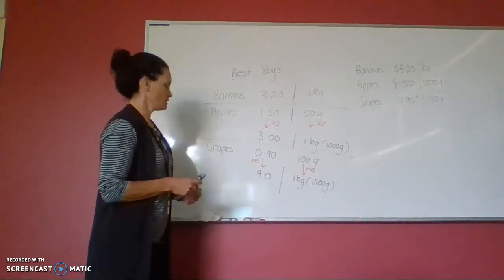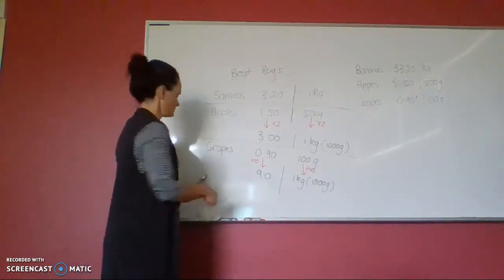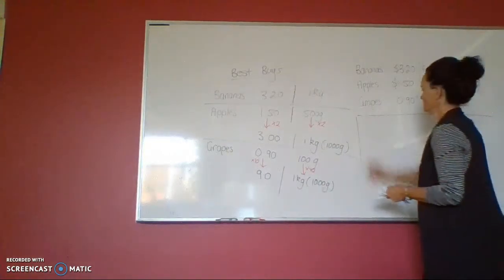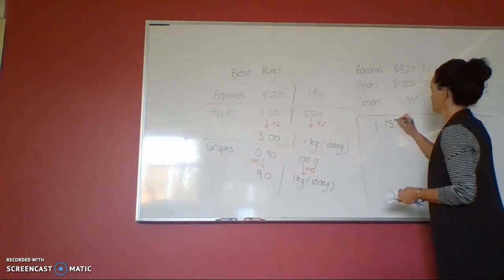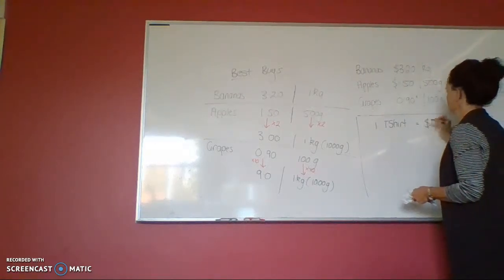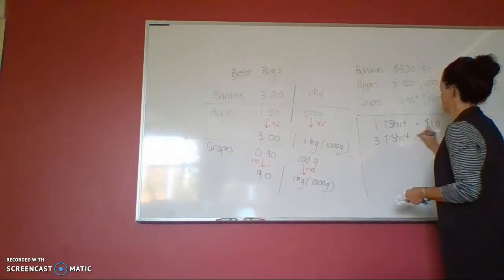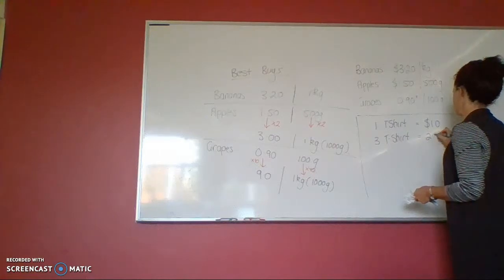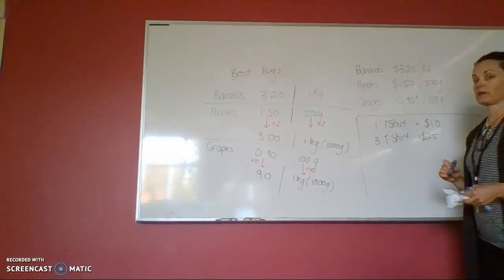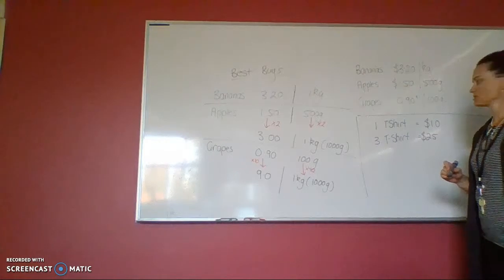Or let's say when we go shopping, we buy t-shirts, and they say if you buy one t-shirt, it's $10, or 3 t-shirts for $25. Okay, and I might say, well, how much cheaper is it to buy, how much are you saving if you buy the 3 t-shirts?